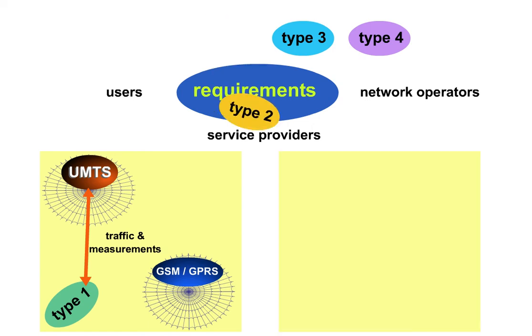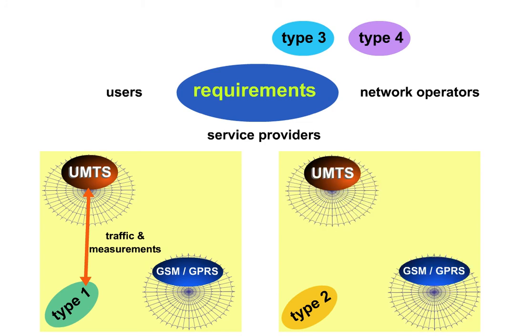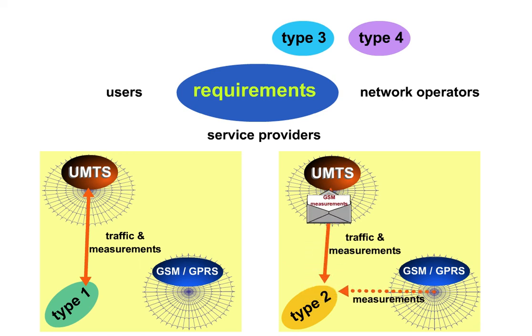Type 2. This type of user equipment resembles Type 1. During an active connection, however, it can take measurements in the other mode and send the results to the network. Like Type 1, this type does not allow simultaneous connections to different standards.